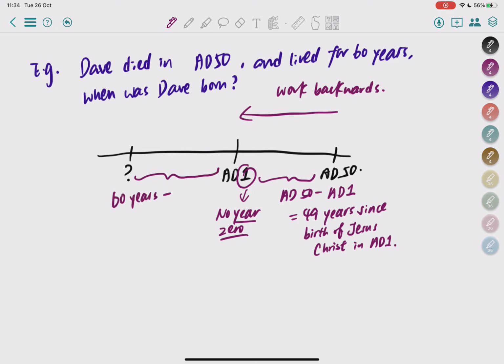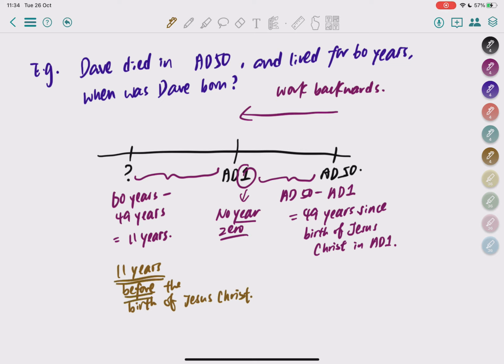Then, for the rest of the years, 60 years minus 49 years leaves 11 years. Because it's 11 years before AD 1, which means before the birth of Jesus Christ, we can directly know that he was born in 11 BC, 11 years before the birth of Jesus Christ in AD 1.